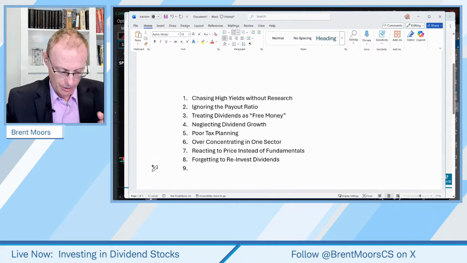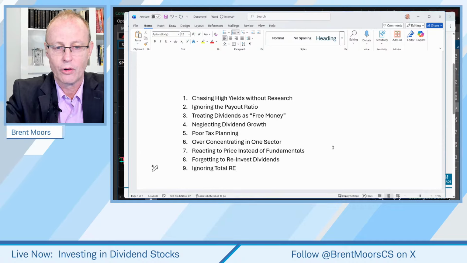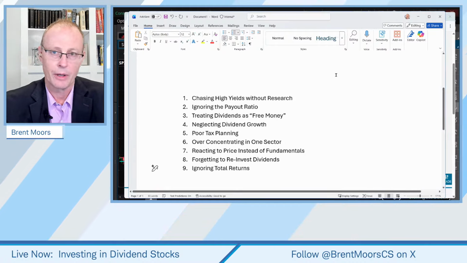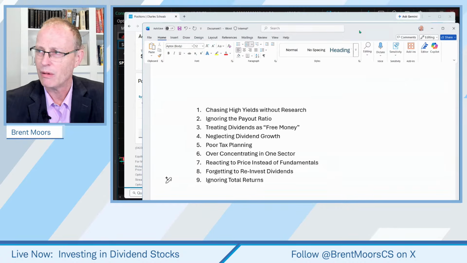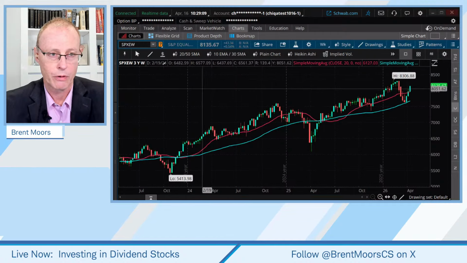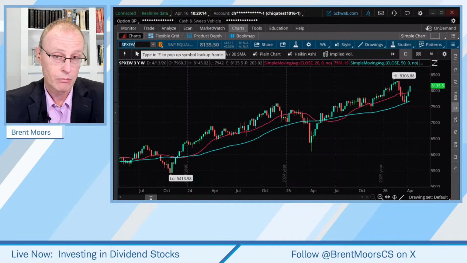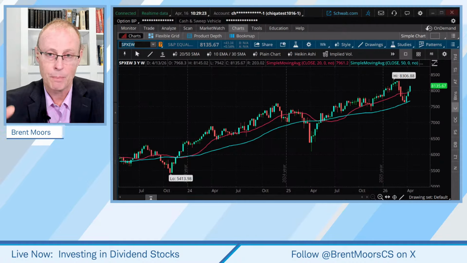We got 2 more. Number 9. Ignoring total returns. Okay. Trevor asked something earlier. What about looking at total returns on your portfolio? Keep in mind, you can get paid a few percent in a dividend during a year, which is great, but if the stock price does nothing, that may not be your best investment.